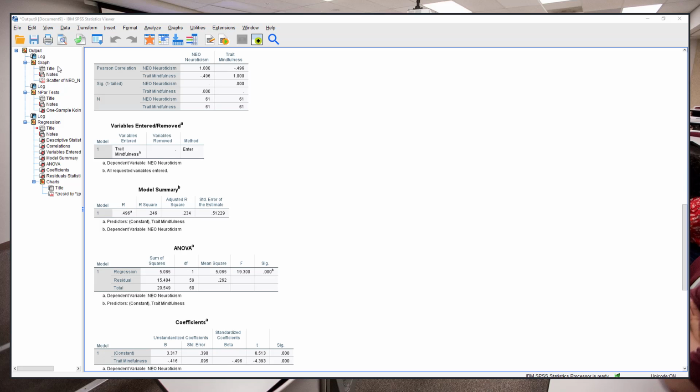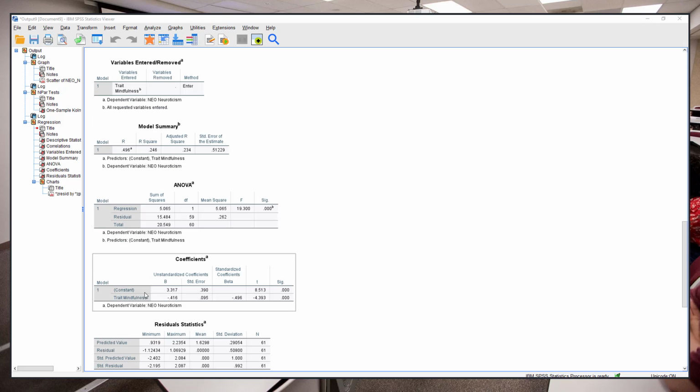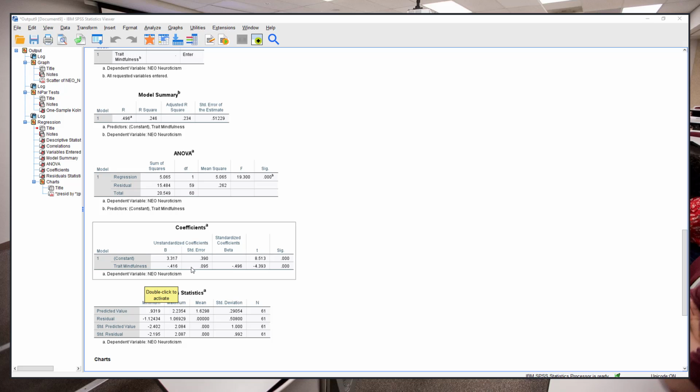Okay, so let's go ahead and skip over this ANOVA table, and let's go to the coefficients. This is where the meat and potatoes are. So what we see here is the constant, right? And now this constant is going to represent A, your y-intercept. And trait mindfulness, this is your x. And so B here is going to be the coefficient in your equation.